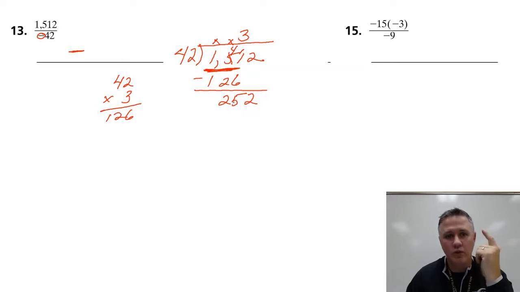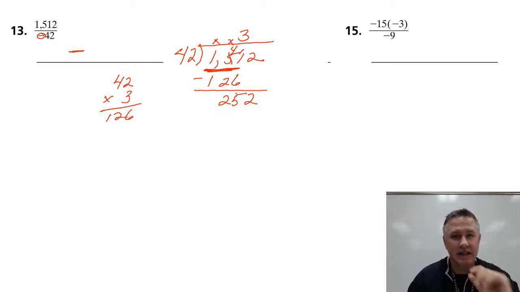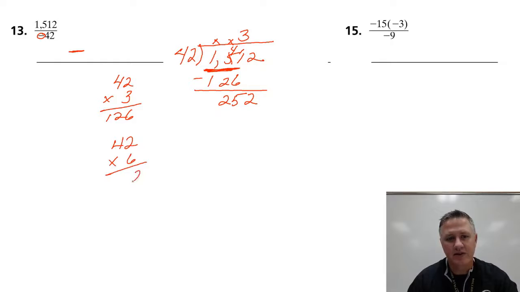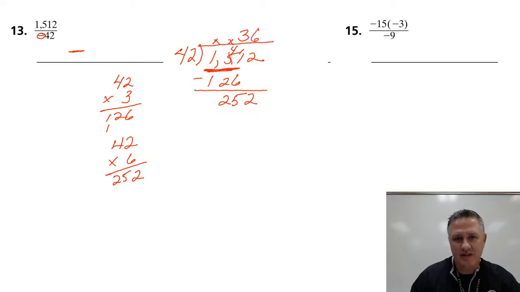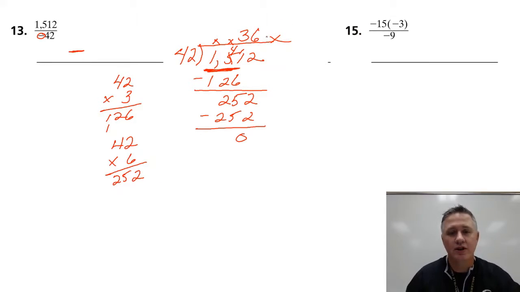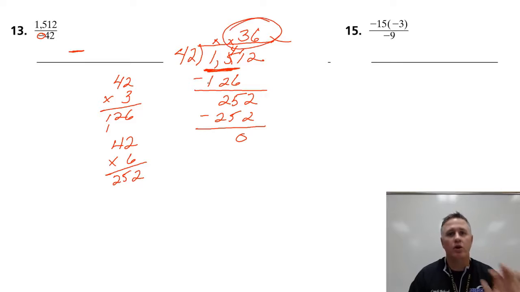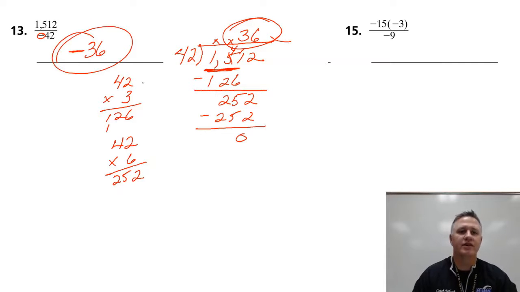40, 80, 120, 160, 200, 240, so 5, 6. I think it's going to be 6. On the side, 42 times 6 is 12, 24 plus 1 is 252, and it worked. So 6, 252, and that is called a terminating decimal because there's nothing left. No remainder, no decimal. It's just a plain old whole number, 36. And imagine if I did all that work and I forgot that negative, but I didn't since I put it over here. It is negative 36.